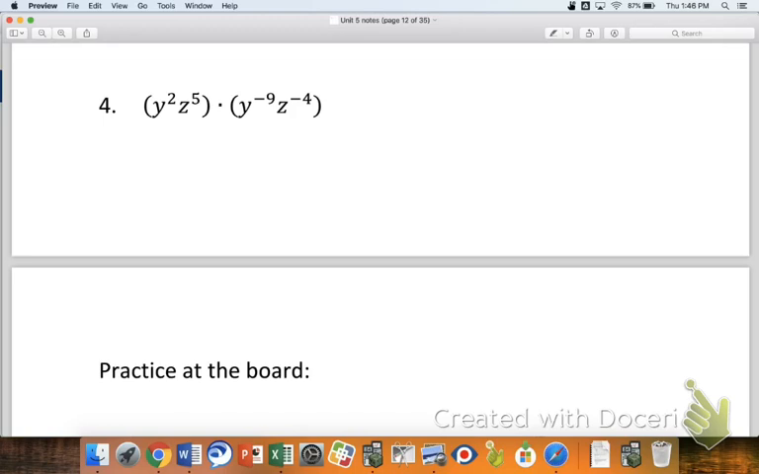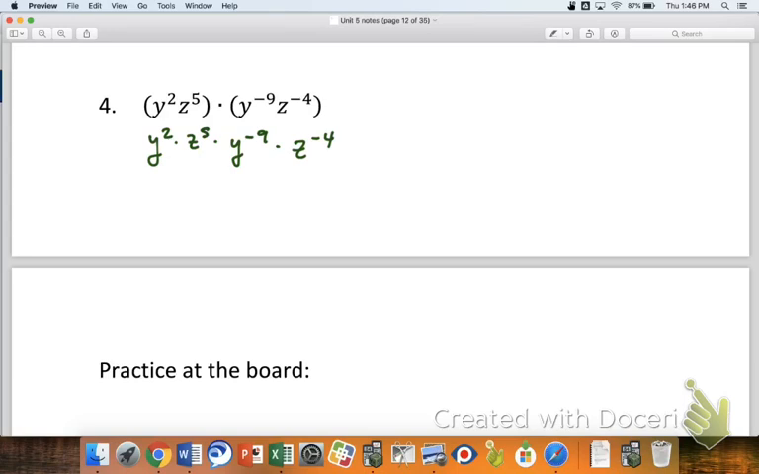What do you think, Josh? I say get rid of the parentheses. Okay, that's fine. So y squared times z to the 5th times y to the negative 9th times z to the negative 4th. So Josh's idea is totally fine. We just turn it into what it really is, really just a big multiplication problem. They're not really like terms. Combine the like bases maybe would be a way to say it.